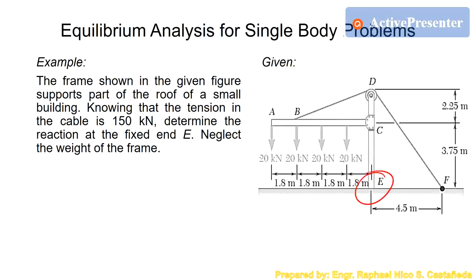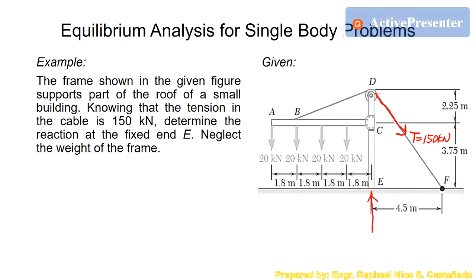So this is a fixed support here. And we have a cable attached at D. Neglect the weight of the frame. First thing is we create the free body diagram. So we have here the tension in the cable, which is 150, away from the body, which is the frame itself.